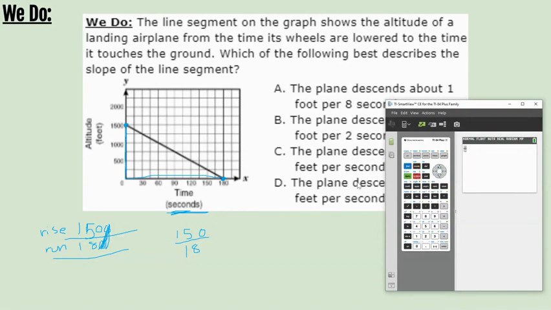You can do alpha x, you rose 1,500, and then you ran 180. You type it in like that, press enter, and you'll get that your slope is going to be 25 over 3. So every 25 feet, took 3 seconds.